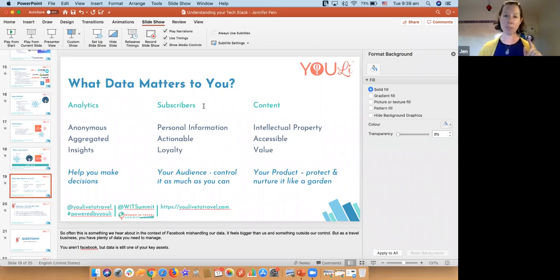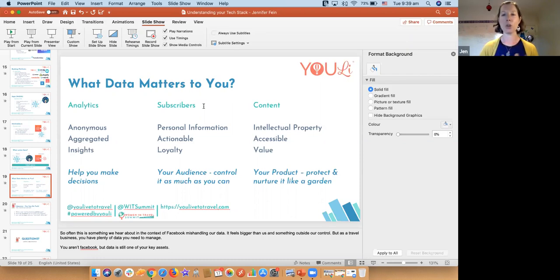So expect your platform to be telling you how they're taking care of the personal information that they're collecting. And then the final one is content. So this is something that people don't always think of as data, and privacy legislation doesn't care about this kind of data, but this is your content.